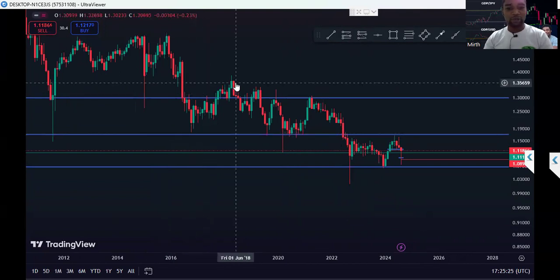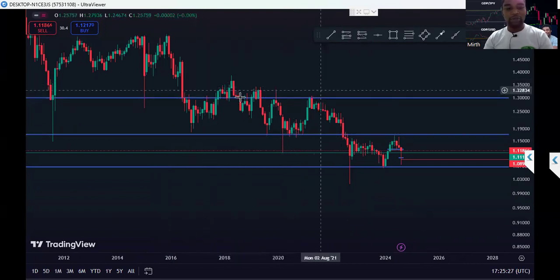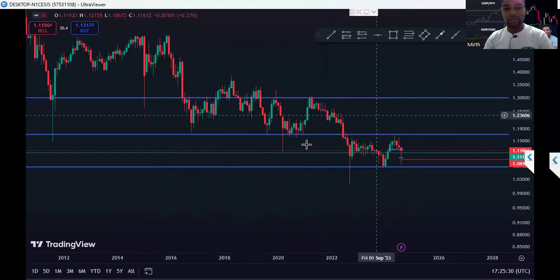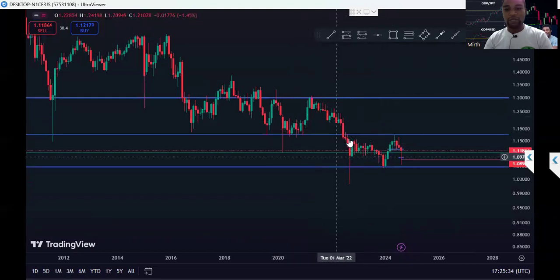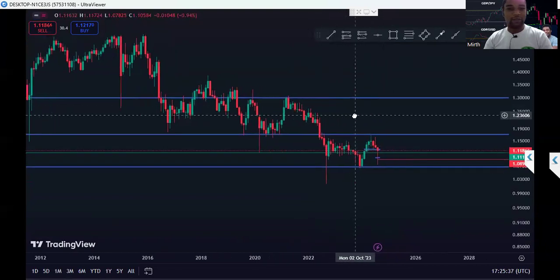Look at this area, push up to the upside. This area, push up to the upside. This area is also the area that rejected the market downwards. So I'm going to be checking these areas, and looking at them as significant levels.